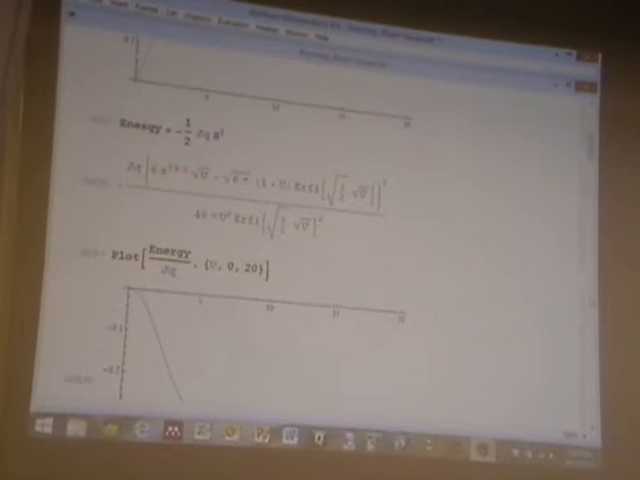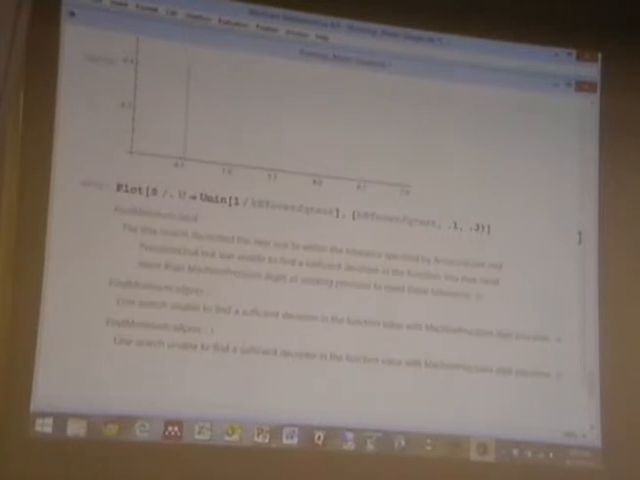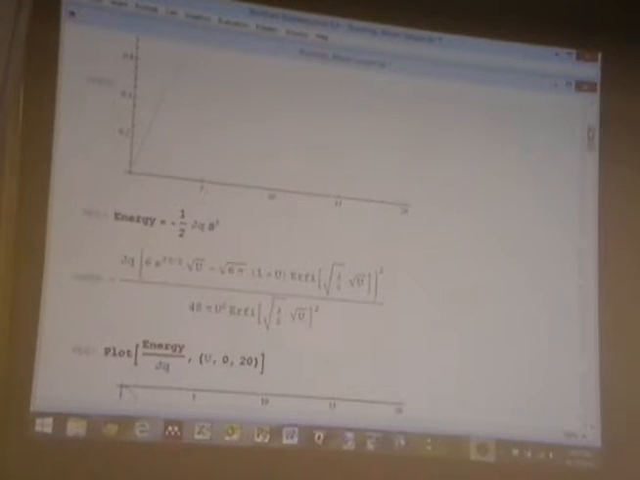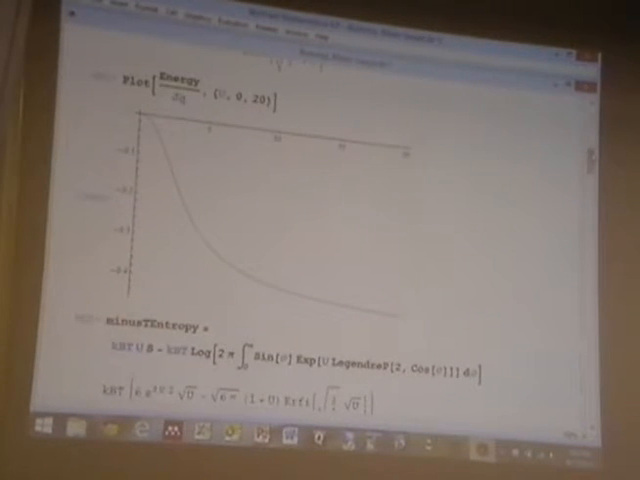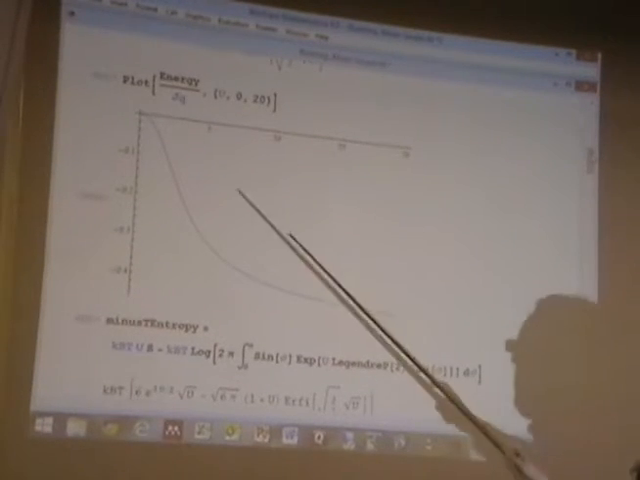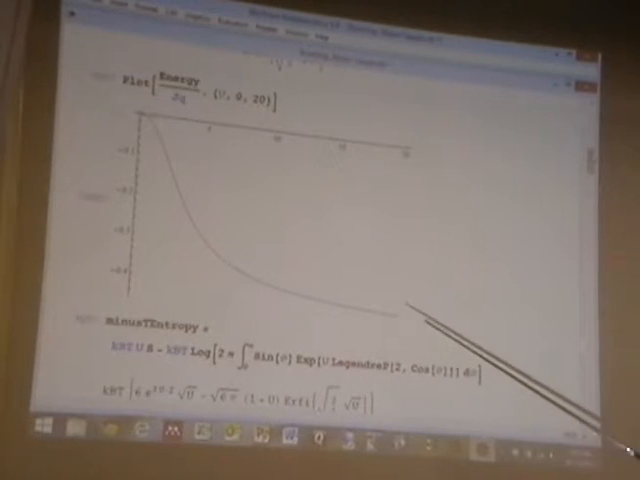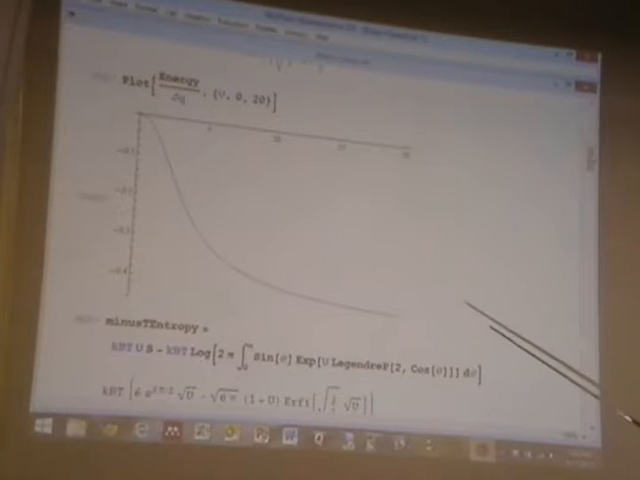Okay, so here is a plot of the energy. And so you can see that the energy is favoring large U, large S, right? And that makes sense. That's what we think is happening, that the energy favors large nematic order.